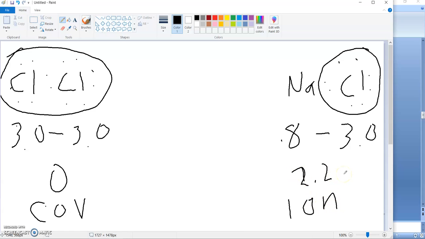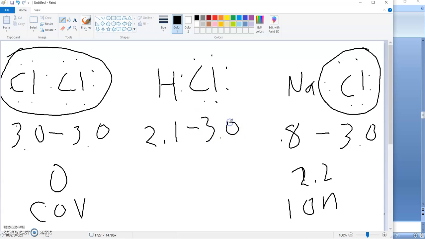Now, what if we go somewhere in the middle? Take a hydrogen bonded to a chlorine. 1 electron for hydrogen, 1, 2, 3, 4, 5, 6, 7 for chlorine. Again, there's the bond in the middle, right? Now, hydrogen we established was 2.1 minus chlorine 3.0. The difference there is 0.9.